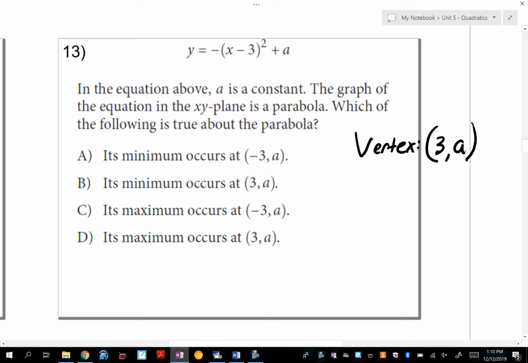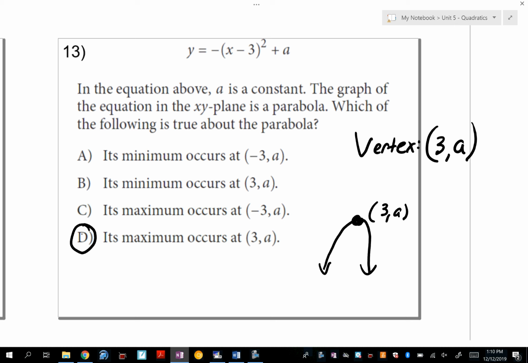Now, how do I know which way it opens? Excellent. You look at the very beginning, you'll see that there's a negative sign, so it's going to open down. So when I sketch this, it's going to open down. So the vertex is up here, 3, a. And if that vertex is at the very top of your parabola, that's called a what? A maximum. So the answer to this is that its maximum occurs at 3, a.